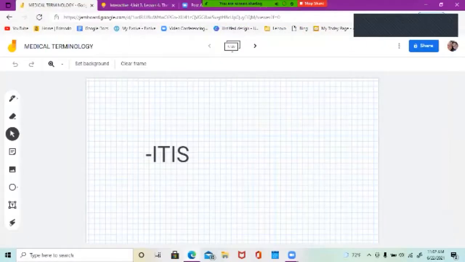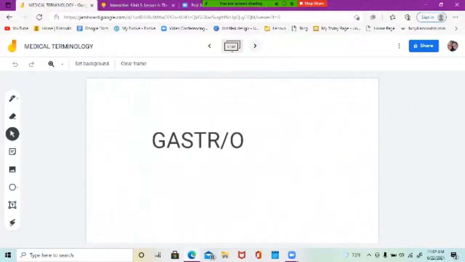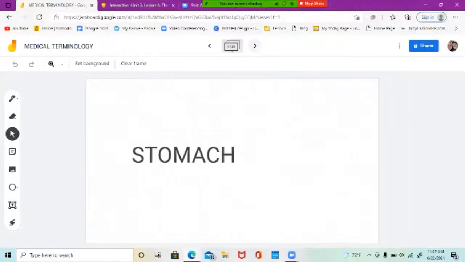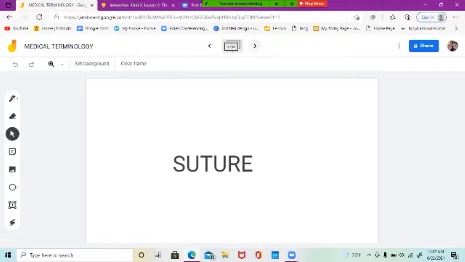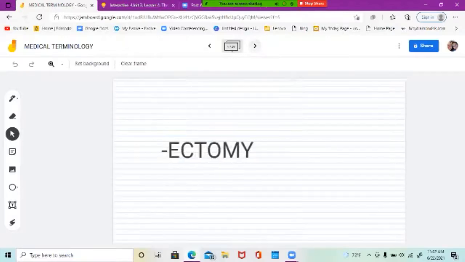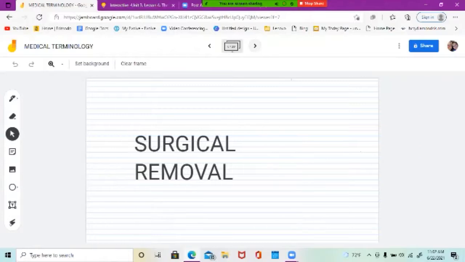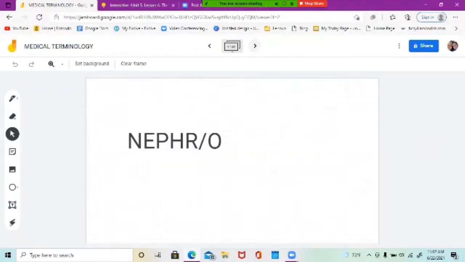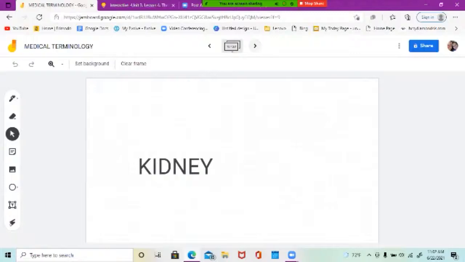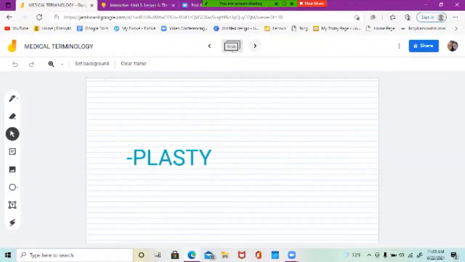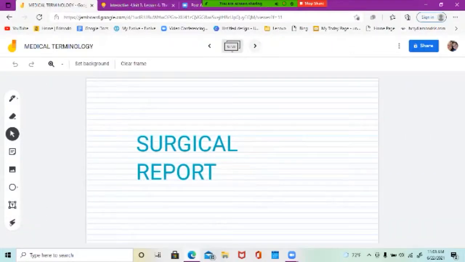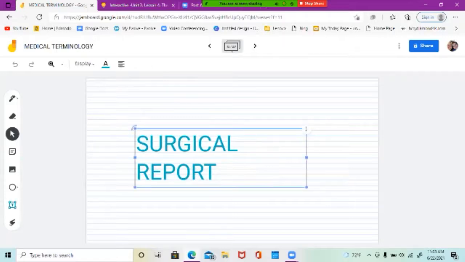So, itis, who remembers what itis is? Inflammation. Gastro, stomach. Raphy, suture. Ectomy, surgical removal. Nephr or nephro, kidney. Plasty, surgical repair.